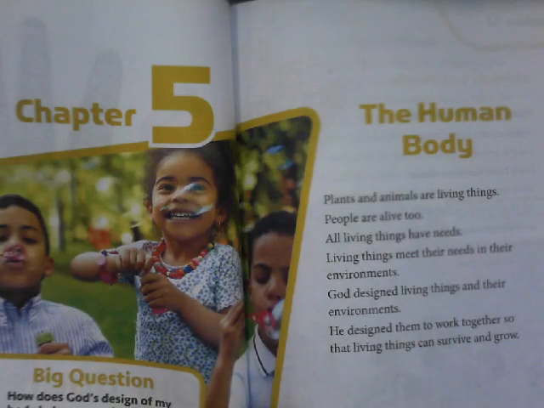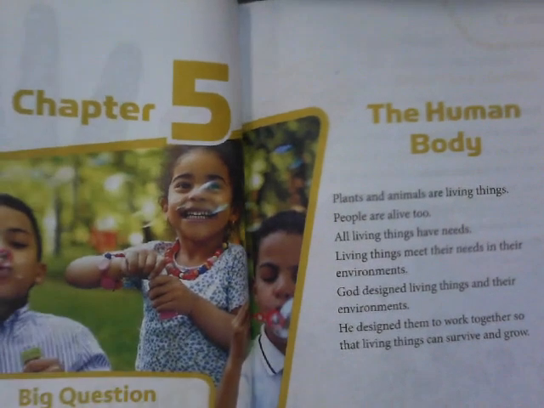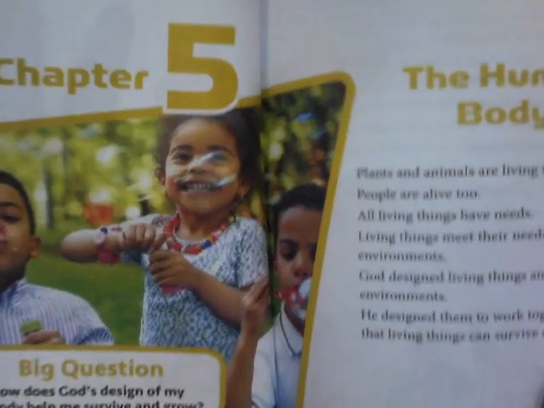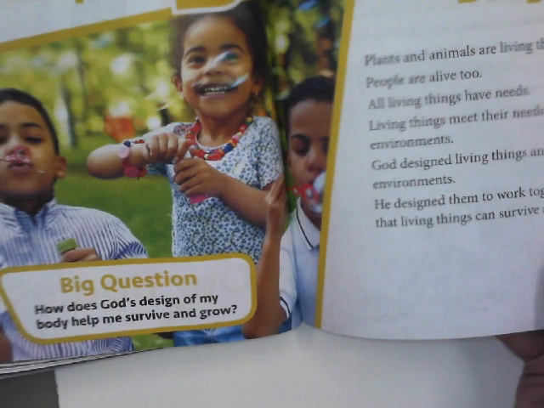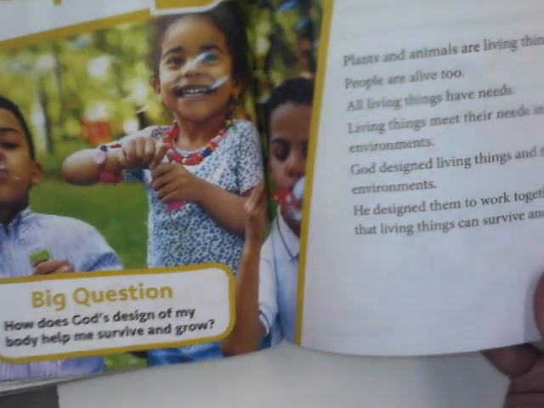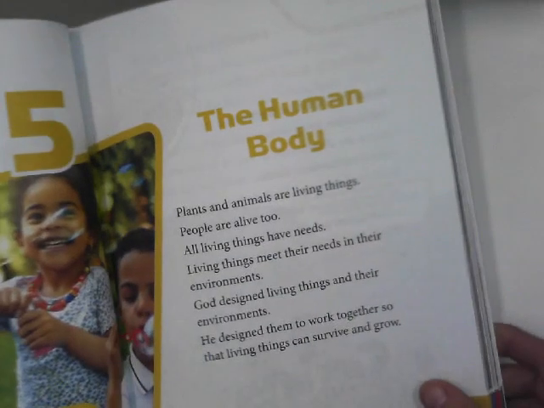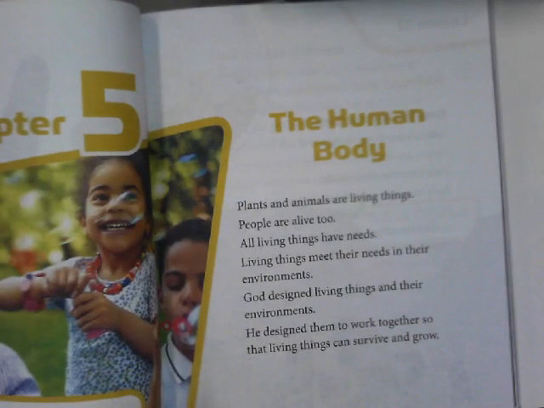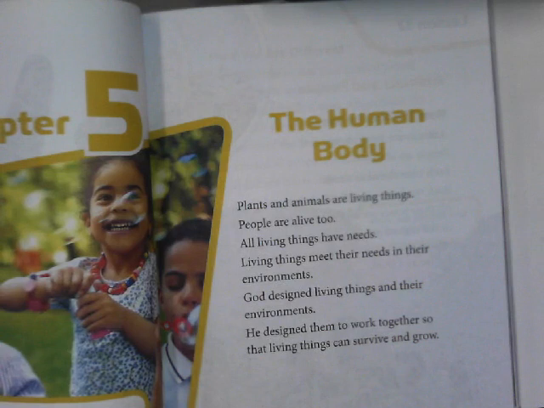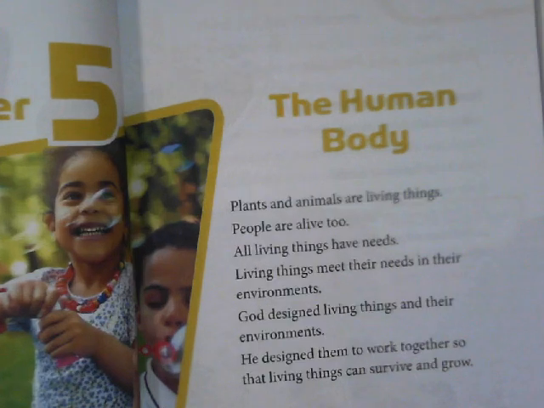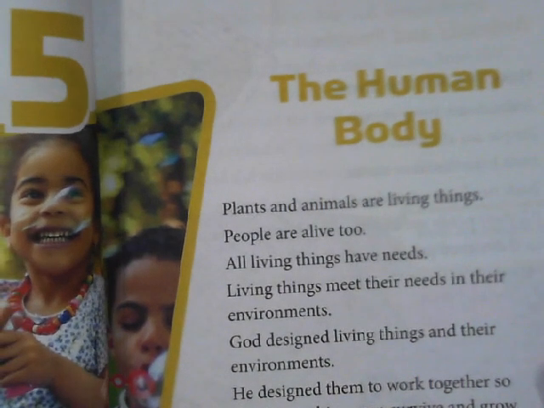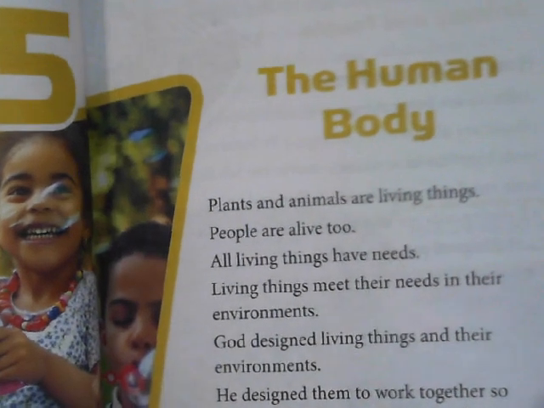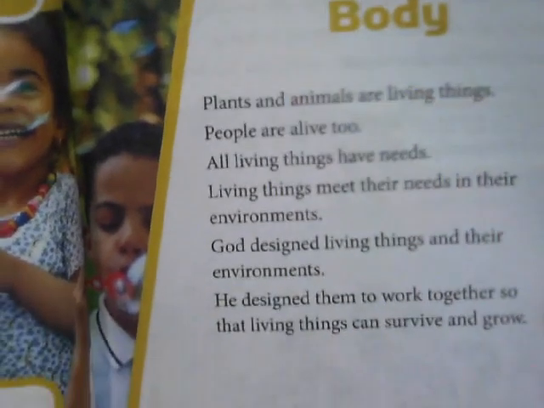The human body. Our big idea that we're going to be talking about in this chapter is how does God's design of my body help me survive and grow? And so we'll be learning about that in this unit. Plants and animals are living things. We've been talking about that in our last unit. And we've been talking about that they have needs, and we're going to learn that we have the same needs too. People are alive too.